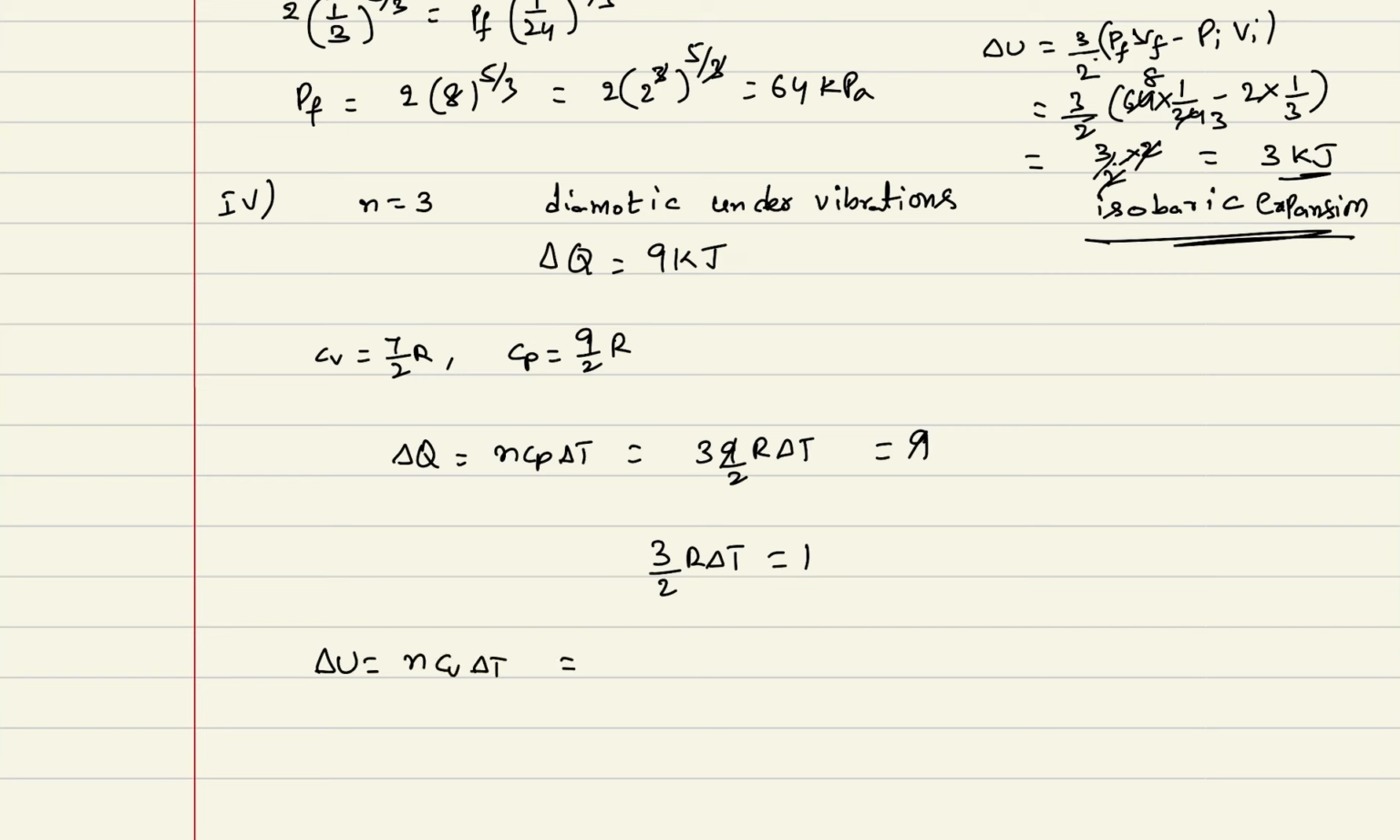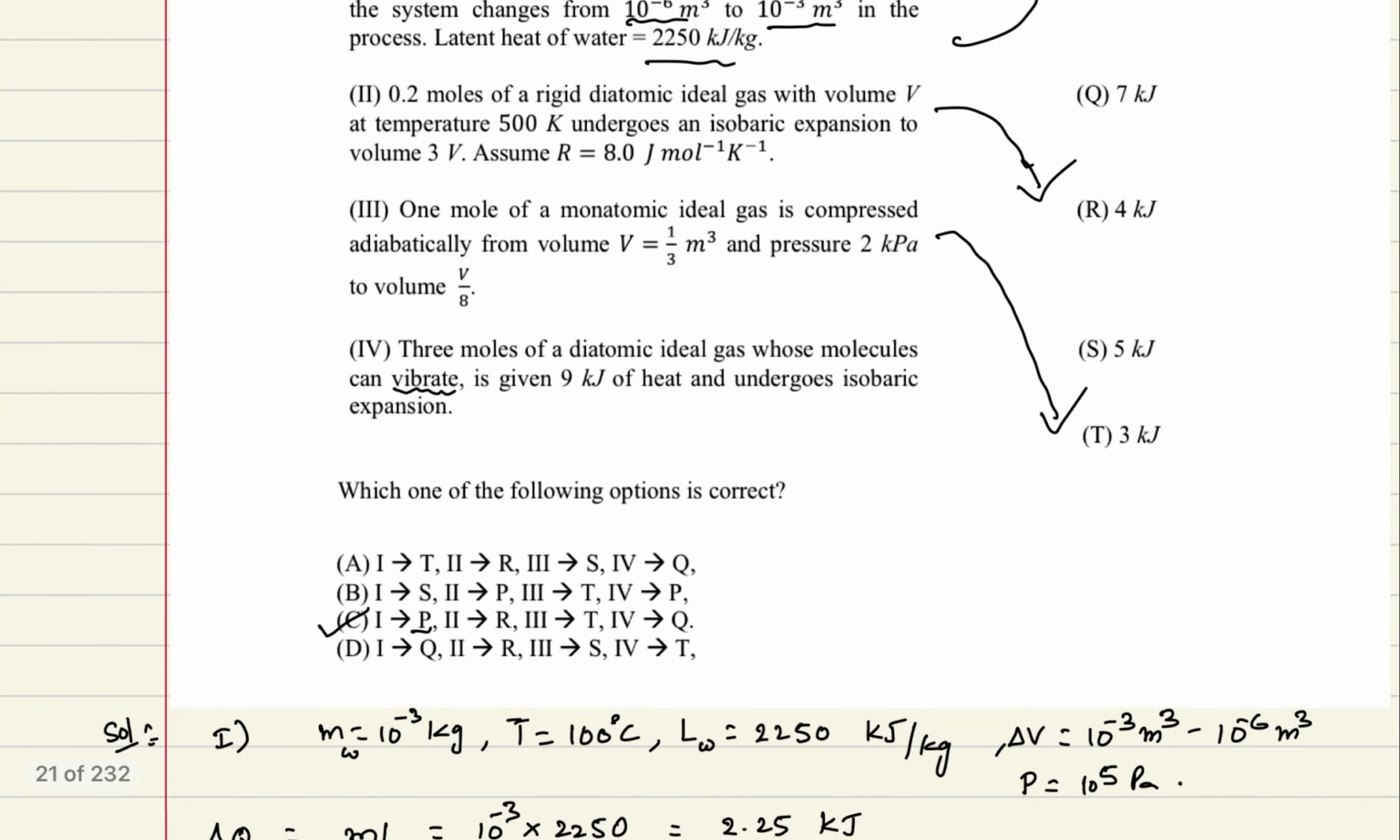Now you write delta U. Delta U is nCv into delta T. n is 3, Cv value is 7 by 2 into R delta T. Now you know that 3 by 2 R delta T term is there, no? This can be written as 1. So you can write 7 kilojoules. So delta U value is 7 kilojoules. We can see the value of this is Q. So anyway, we have identified that option C is the correct one.